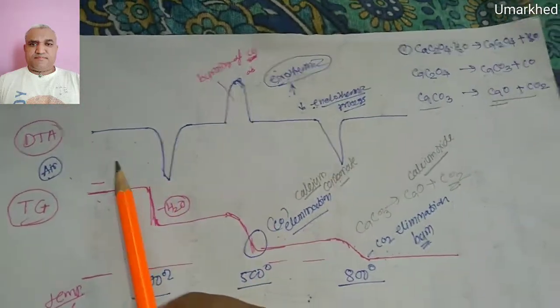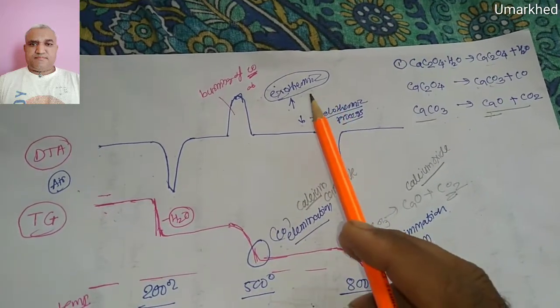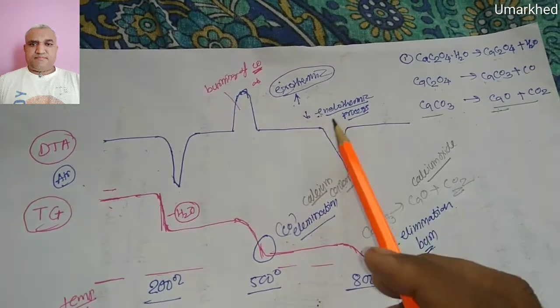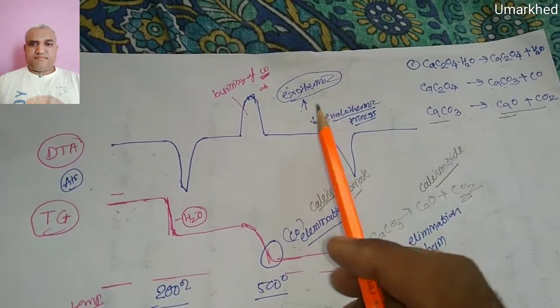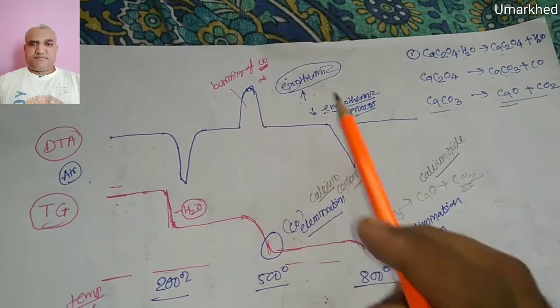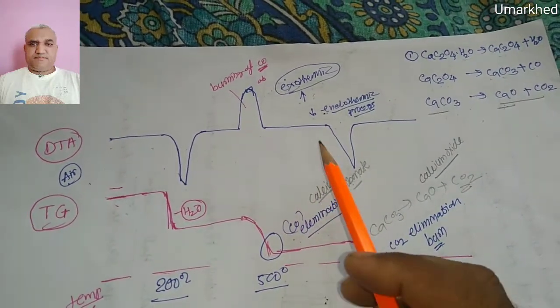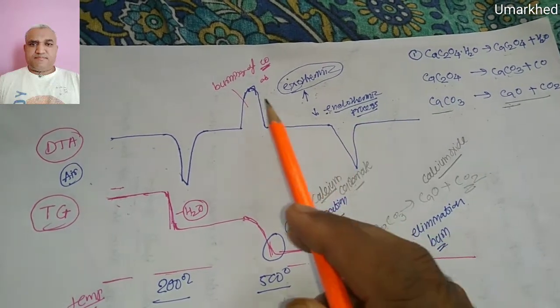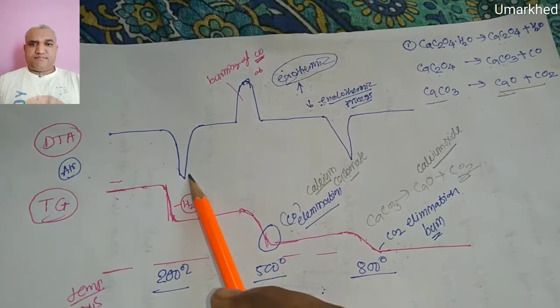Second, the DTA curves. In DTA there are two reactions: first is the exothermic reaction and second is the endothermic reaction. In an exothermic reaction the temperature difference, del T, is on the positive side. In an endothermic reaction del T is on the negative side. This peak is the exothermic peak and this is the endothermic peak.